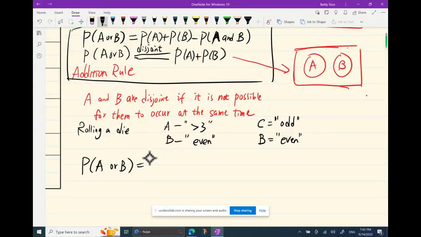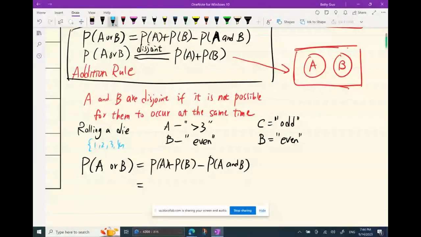So P of A or B equals P of A plus P of B minus P of A and B. Let's see. Rolling a die, we remember the sample space, right? The sample space contains 6 outcomes: 1, 2, 3, 4, 5, 6. And this is classical.